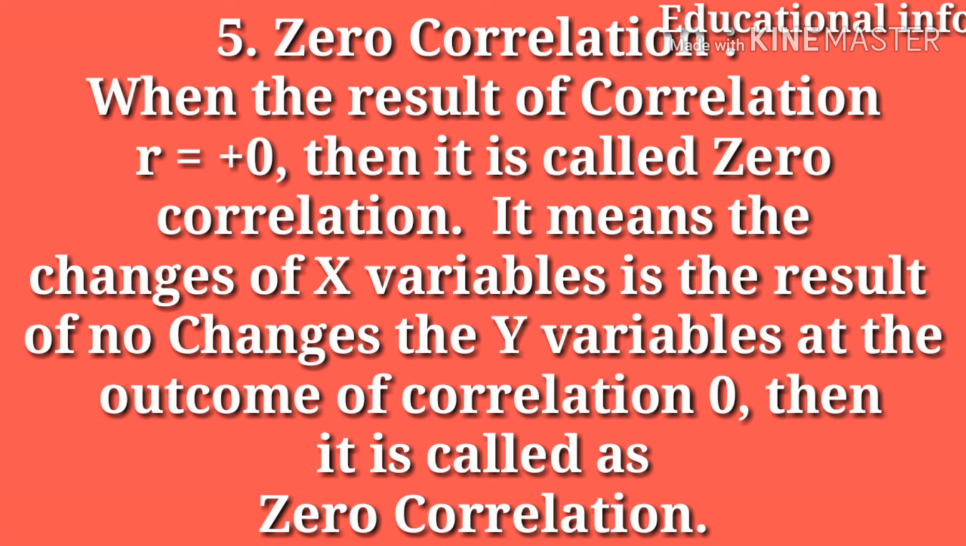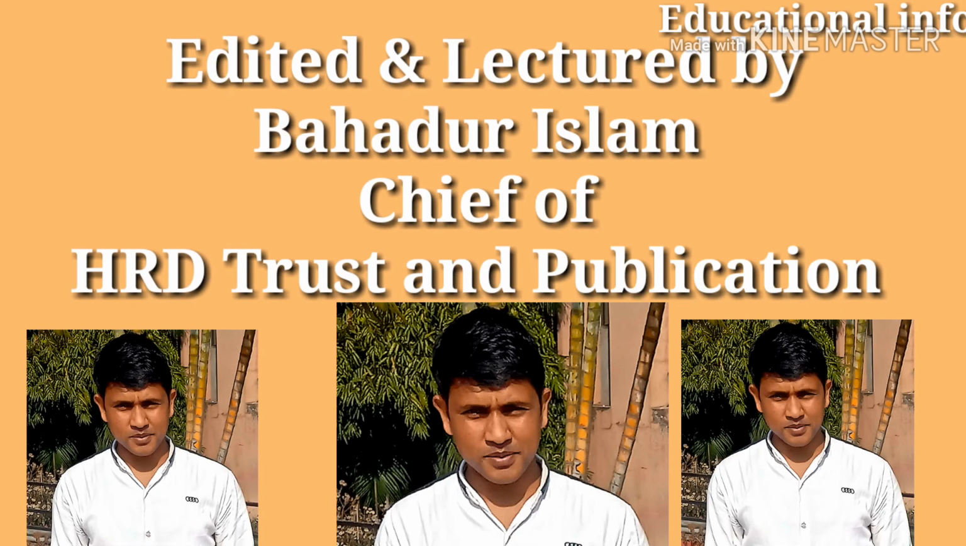Zero correlation: when the result of the correlation r is equal to zero, then it is called the zero correlation. It means the changes of the x variable are not related to the changes of the y variable, and the outcome of the result is zero. Then it is called a zero correlation.